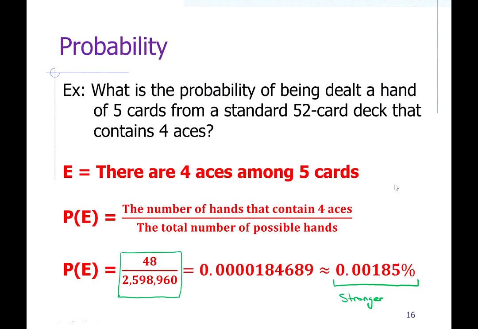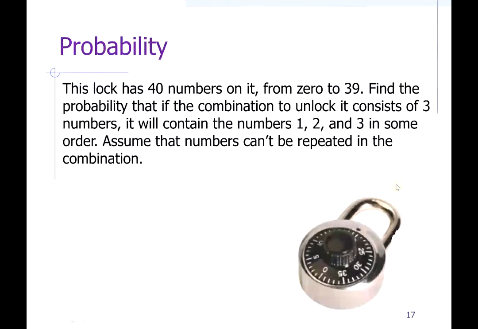Okay, so that does it for that example. One more. Let's say we have this combination lock here, and it has 40 numbers, 0 through 39. Now find the probability that the combination to unlock it consists of these 3 numbers.